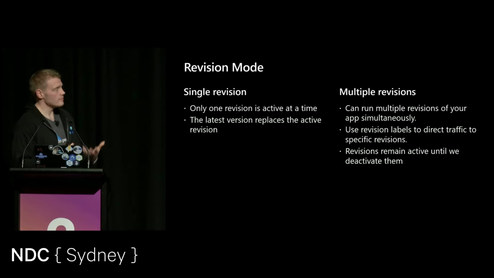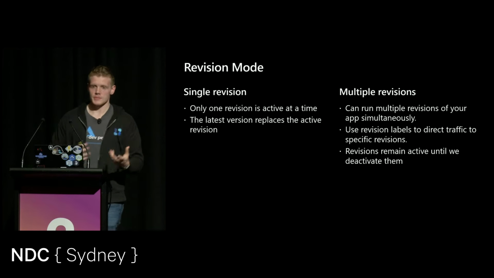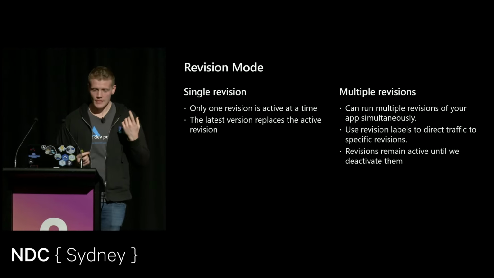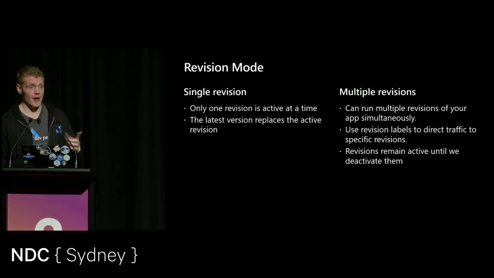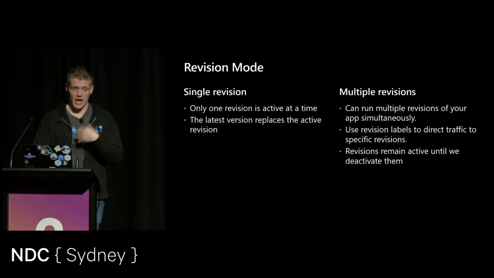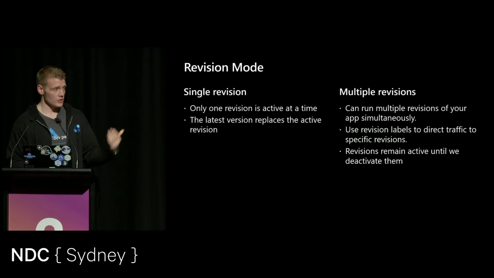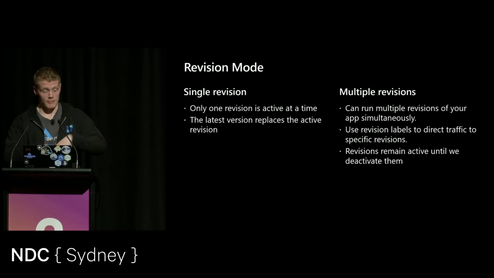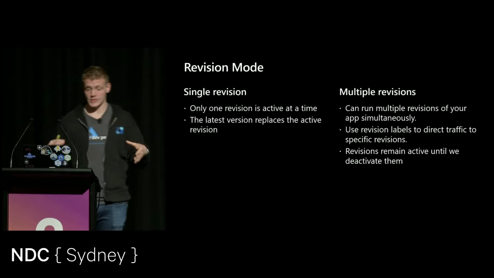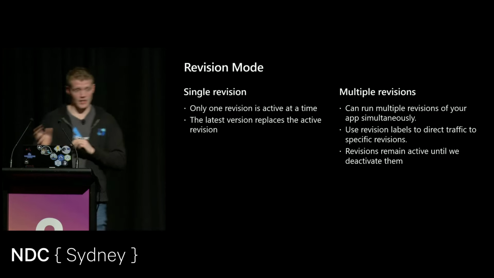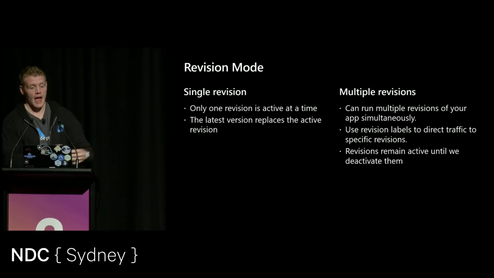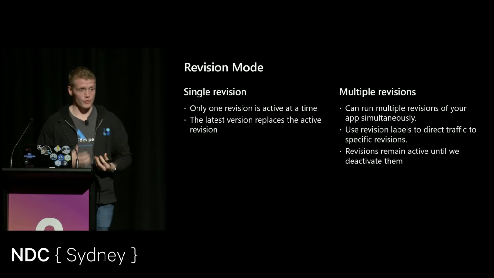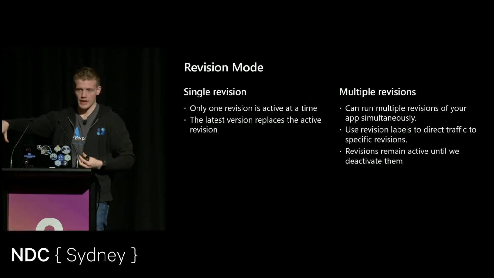Now, as the name might suggest, there are two types of revision modes. A single revision is when only one revision of your container app is active at any time. So as you're changing and updating your container images, the latest version that you deploy will be the only version available to your container app. Whereas multiple revisions is where you can actually run multiple revisions of your app simultaneously. We can use revision labels to direct traffic between different versions, and all your revisions will remain active until you deactivate them.